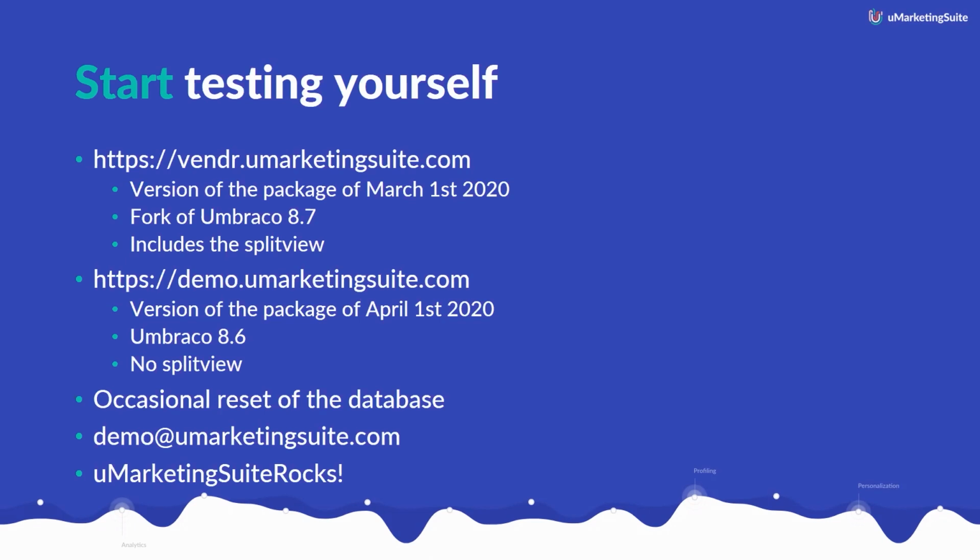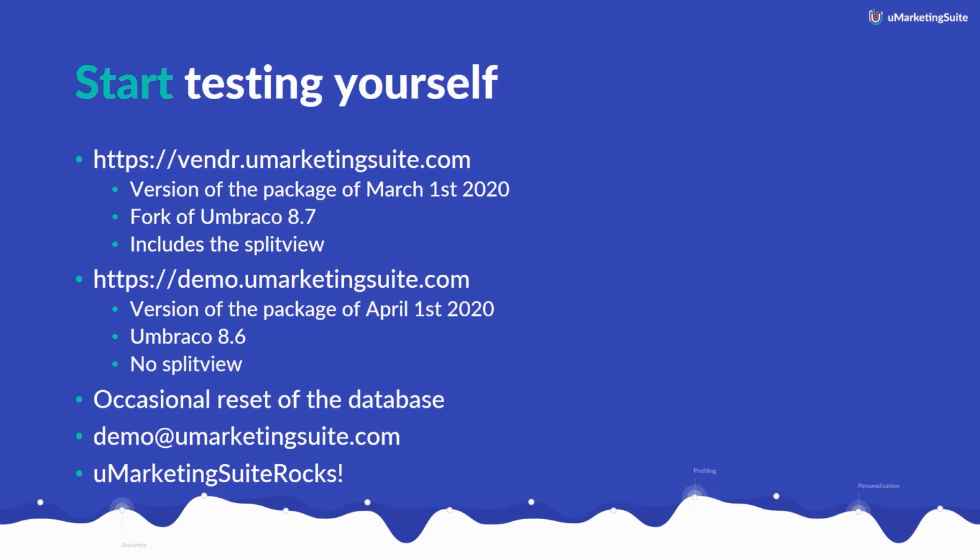demo.uMarketingSuite.com, and that is a way newer version of the package. So some bugs you may encounter in vendor, you will see they are solved in demo.uMarketingSuite.com, and that's using the latest Umbraco 8.6, but that doesn't include the split view because we're depending on Umbraco to get that merged in. And this demo is the default demo website that's shipped within Umbraco. So it's not the vendor website, it's the demo website of Umbraco.